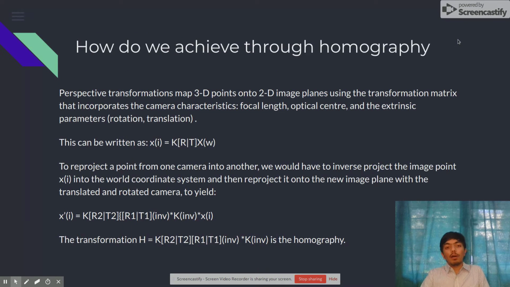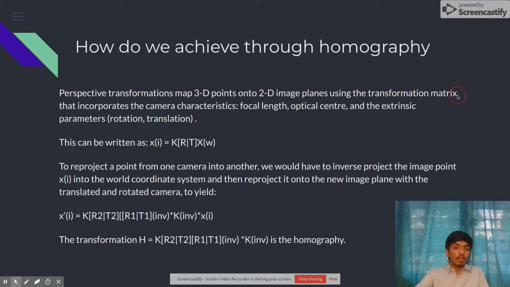So, what do we achieve through homography? We go through perspective transformation, which maps 3D points onto 2D image planes using a transformation matrix that incorporates different characteristics of the camera, that is focal length, optical center, and the extrinsic parameters such as rotation and translation. This can be written through the matrix given in the slide. Also, we reproject the point from one camera onto another. We would have to inverse project the image point into the world coordinate system through the given transformations, as in the slide. Now, you must be wondering, how does this entire thing work?